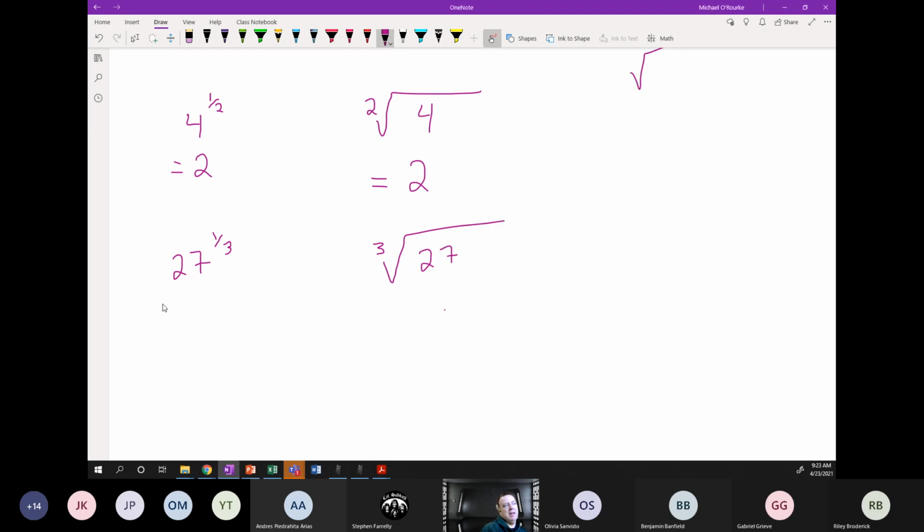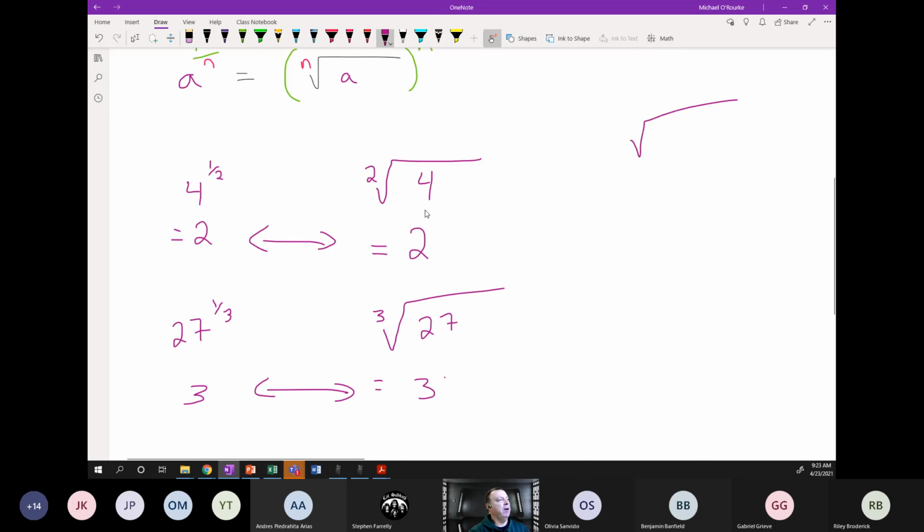Does this make sense to people so far? A yes, no, maybe so? How these two are equal to each other? And how these two are equal to each other? All right, Farley says yes.